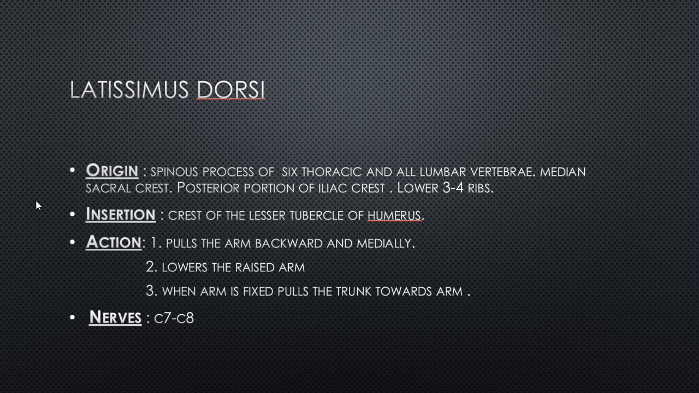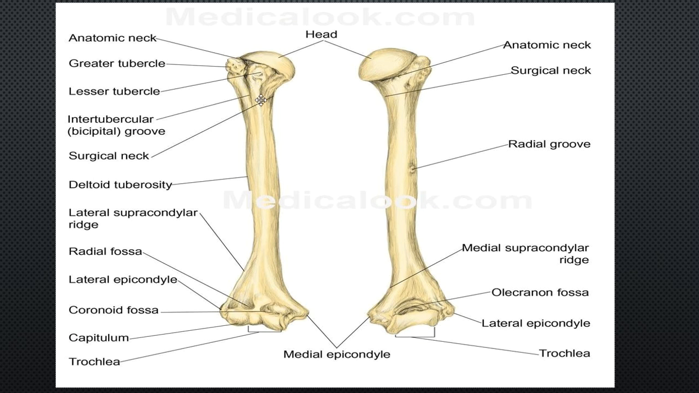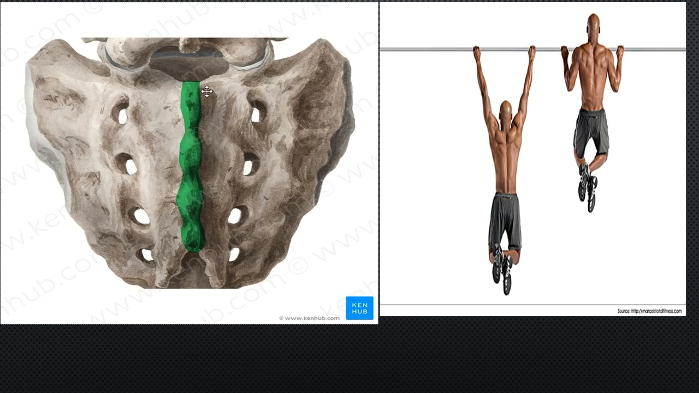Latissimus dorsi: the origin is spinous process of 6 lower thoracic and all lumbar vertebrae, the median sacral crest, posterior portion of iliac crest and the lower 3-4 ribs. Here we can see the insertion is the crest of lesser tubercle of humerus. Here we can see the crest of lesser tubercle. Here is the median sacral crest.